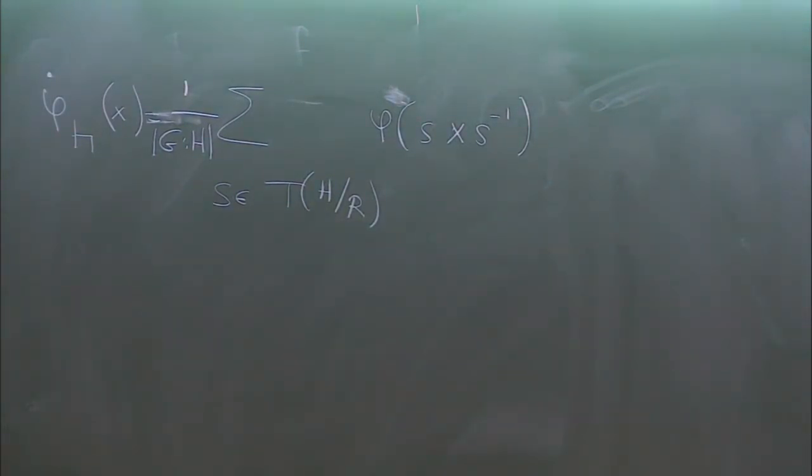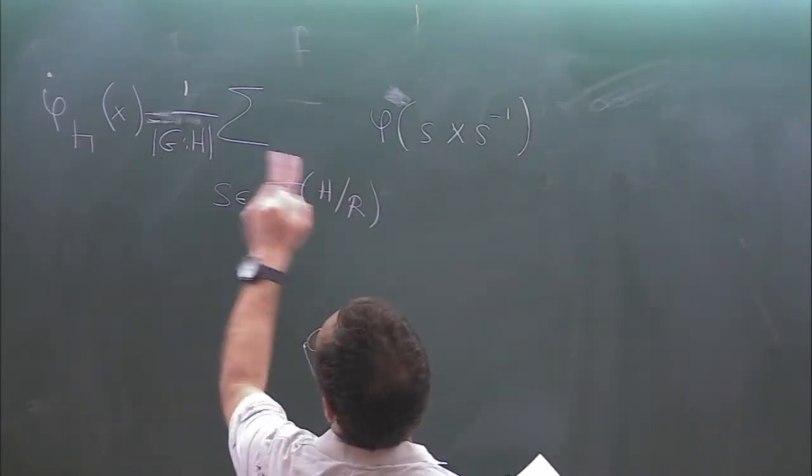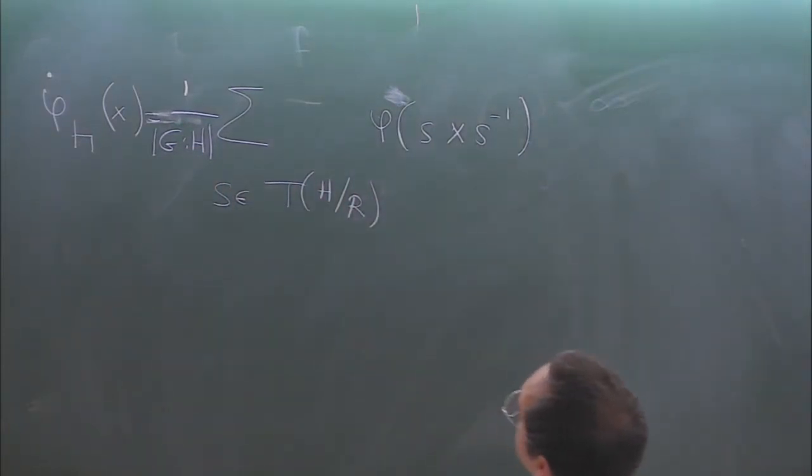So I want to claim that I can rewrite this extension. Here we took the function phi h and we extended it by zeros. And this is slightly inconvenient. We want to rewrite it in terms of just characters. And so I want to claim that this is the way to write it.